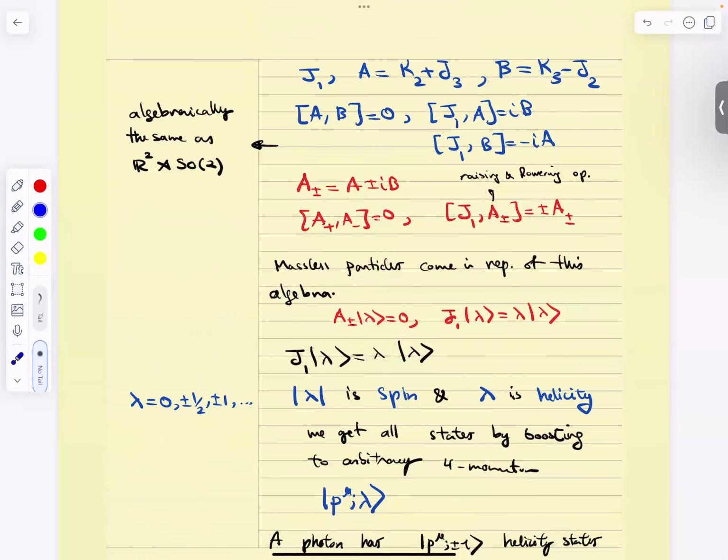All right, I'm just going to give you pieces of the story. So here's J1. Let's call A is K2 plus J3, and B is K3 minus J2. What are the commutation relations that follow from the Lie algebra? A and B commute. I don't know if you can see that already, but they commute. J1 and A give you iB, J1 and B give you minus iA.